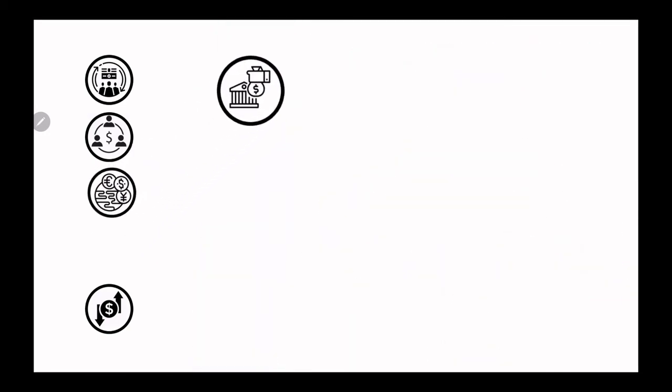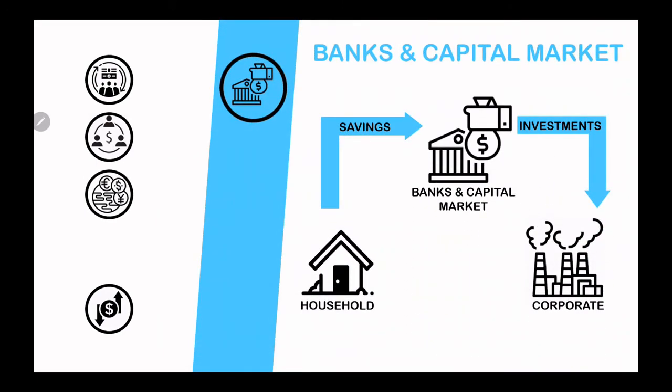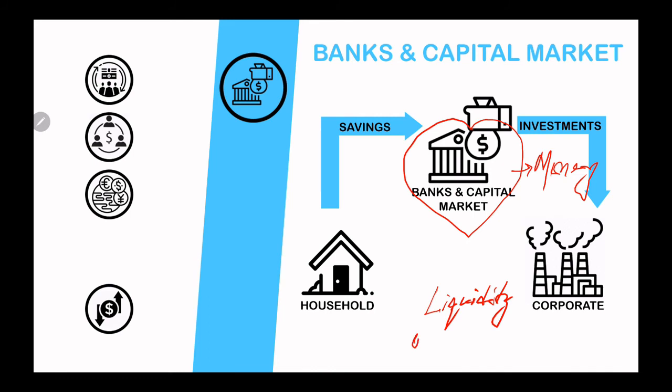Now we add another sector to the four sector economy, that is banks and capital market, because banks and capital market are considered the heart of an economy. And what does a heart do? Heart pumps the blood. All right, so the banks and capital markets pump money. In economic terms we can say they pump liquidity or credit in the economy.